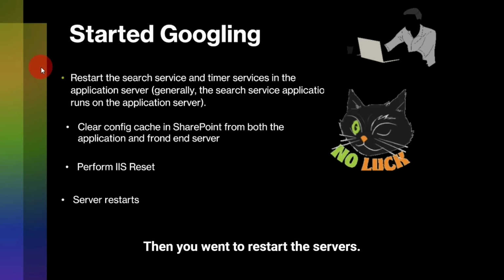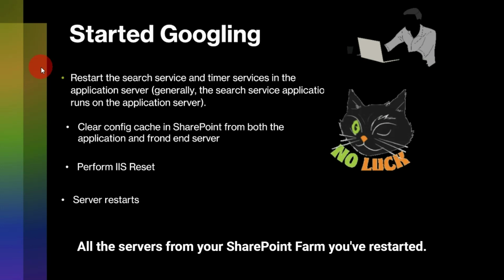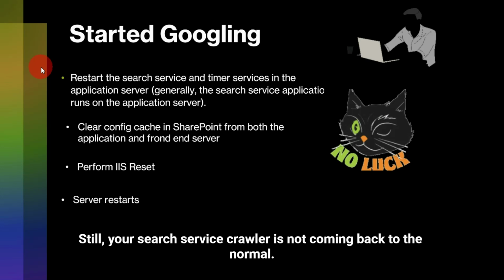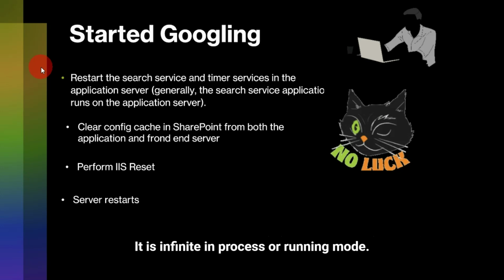Then you went to restart the servers. All the servers from your SharePoint farm you've restarted. Still, your search service crawler is not coming back to normal. It is infinite in process or running mode. It is not ending. How to fix this?